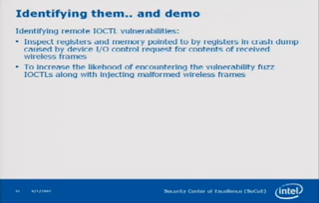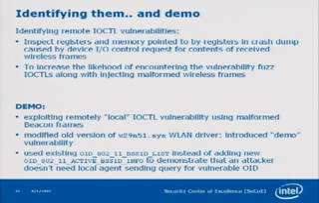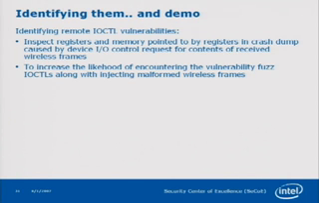That's a challenge. To increase the likelihood of encountering this type of vulnerability, the penetration tester needs to fuzz IO control codes along with injecting malformed wireless frames. This will increase the likelihood that the vulnerability actually can be triggered during the fuzzing process.